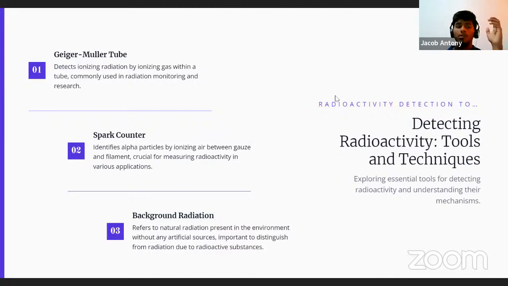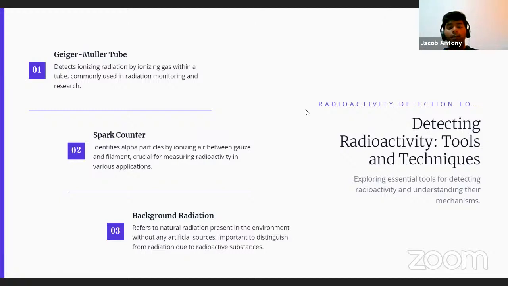In short, a spark counter identifies alpha particles by ionizing air between gauze and filament, crucial for measuring radioactivity in various applications. So basically, this spark counter has a metal wire and a metal plate with a small gap between them. And when the radiation hits the device, it ionizes the air in the gap and makes the air conductive, creating a tiny spark. The spark shows that radiation is present, and it is a visual way of seeing when and where the radiation happens.